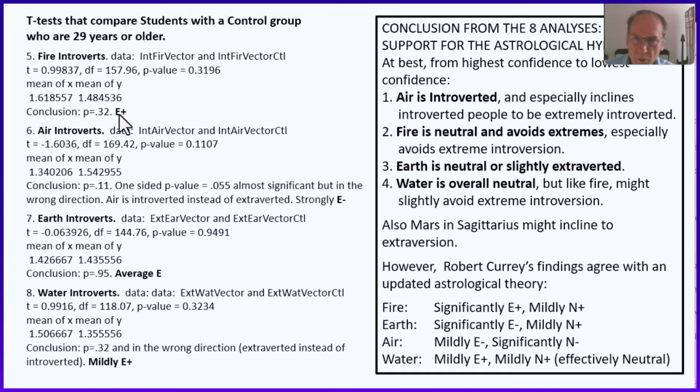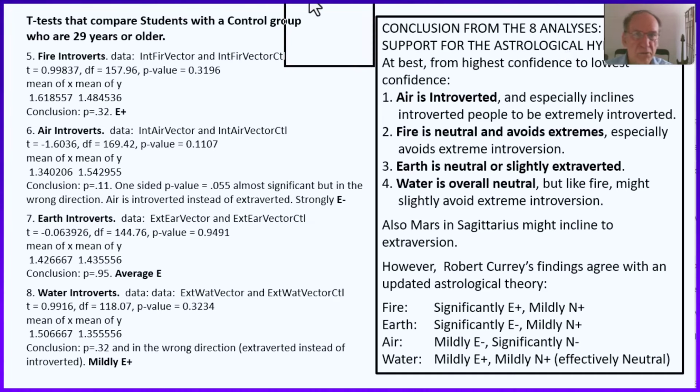And here's the compare students, the introverts, and here we're seeing that fire prevents introversion. As I mentioned before, we're seeing that repeated in this study with 29 years or older, and so on. And air is slightly introverted, earth is average, and water slightly extroverted if you're an introvert. So if you're an introvert, this is saying that air would tend to make you even more introverted. On the right are the final conclusions.